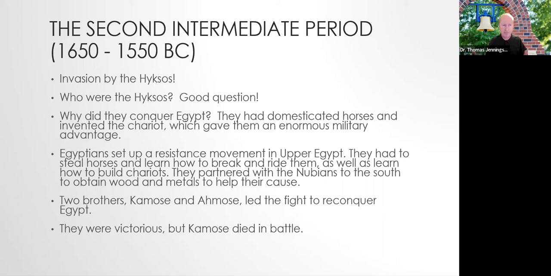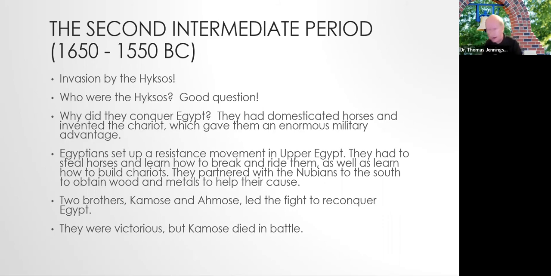Technological super weapon. They were one of the first peoples to domesticate the horse. The horse was the last animal on earth to be domesticated because it's a very difficult animal to domesticate. And the horse was only domesticated around 1750 BC in Central Asia. And with the horse came the chariot. And the chariot in ancient times is like an airstrike, right?